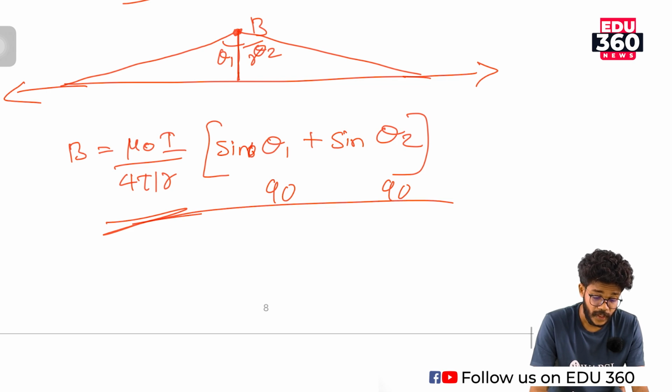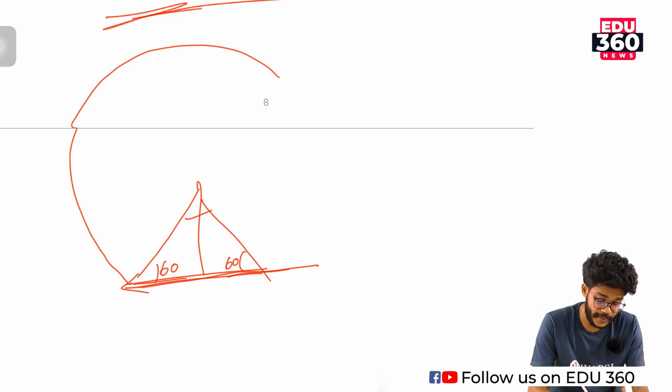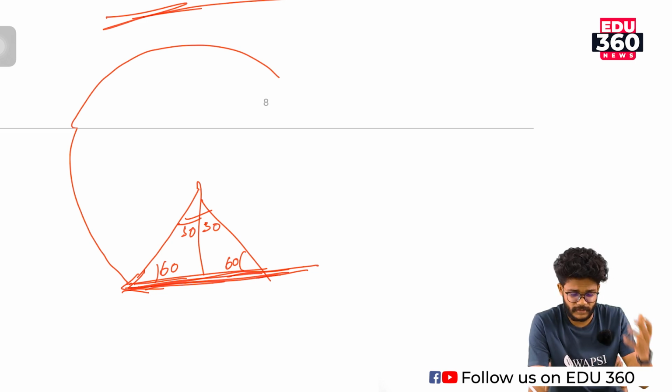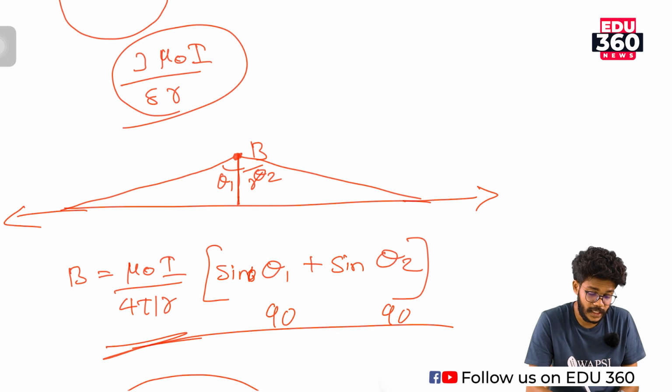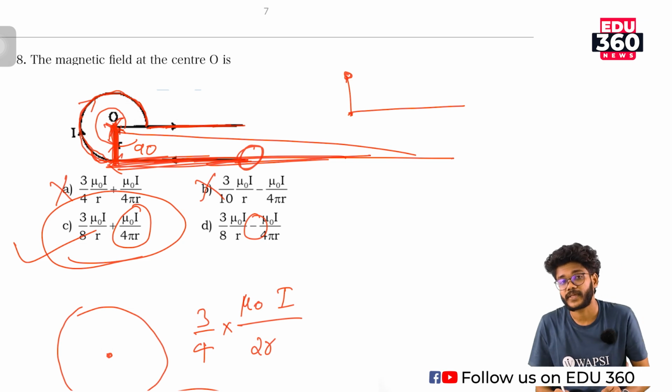You can substitute. If the structure is an equilateral triangle, you can substitute theta as 60, and if the line is coming like this, following a circle, then you can easily derive the magnetic field contributed by this part. This will be 30 and this will be 30. Sin 30 is 1 by 2, and 1 by 2 plus 1 by 2 is 1. Using that kind of mathematics, you can easily derive the magnetic field. So option C is the correct answer.